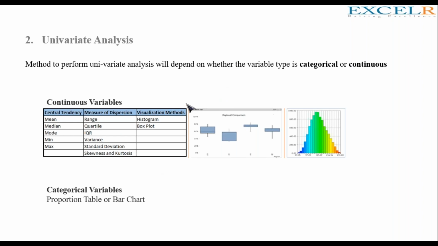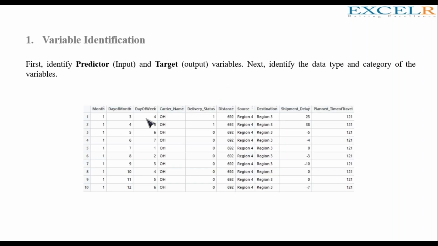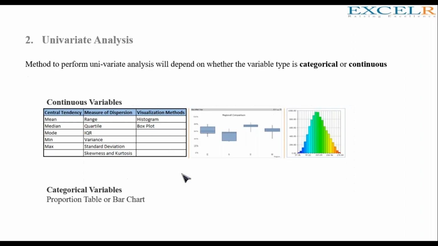Next, for the categorical variables, for example here you have the factor variables, which were earlier categorical, and then we have converted them to factor. So your month, your day of month, carrier name, all those are factor variables. So what do you do with those categorical variables? You build a bar chart, and also you can come up with a proportion table.